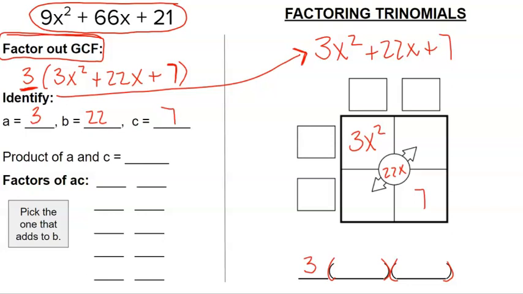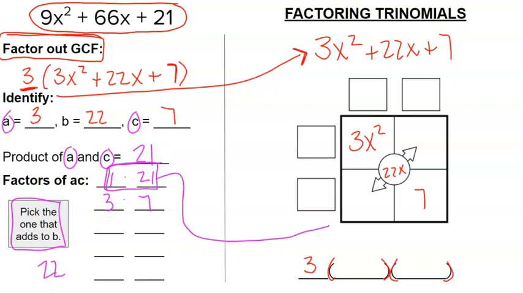Now we're going to find the product of A and C. A is 3 times C is 7, so 3 times 7 is 21. Then we're going to find factors of 21. 21 only has 2 pairs of factors, 1 and 21, and 3 and 7. The pair that adds up to B, which is 22, would be 1 and 21. So we're going to put those over here: 1x and 21x makes that 22x.